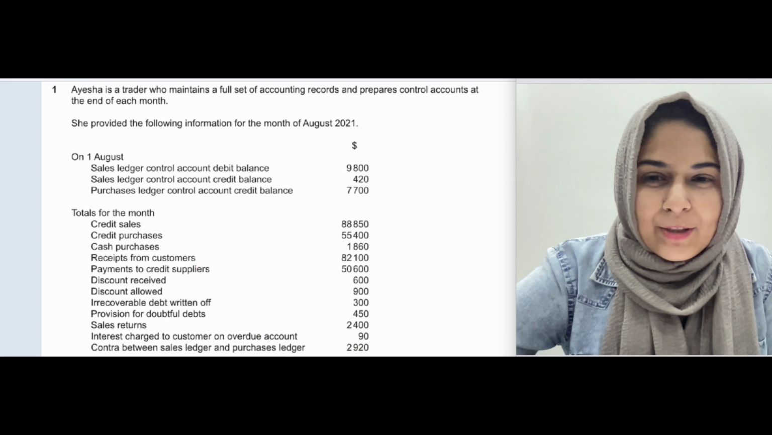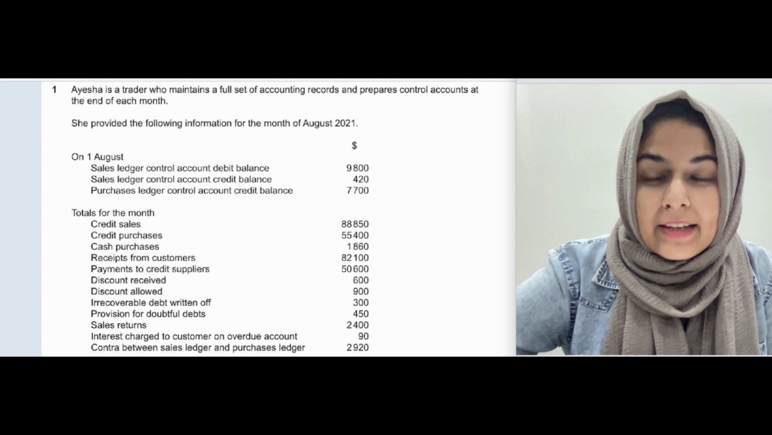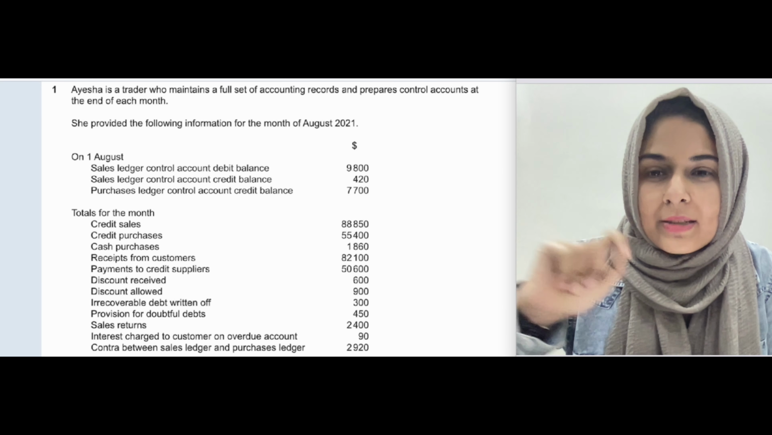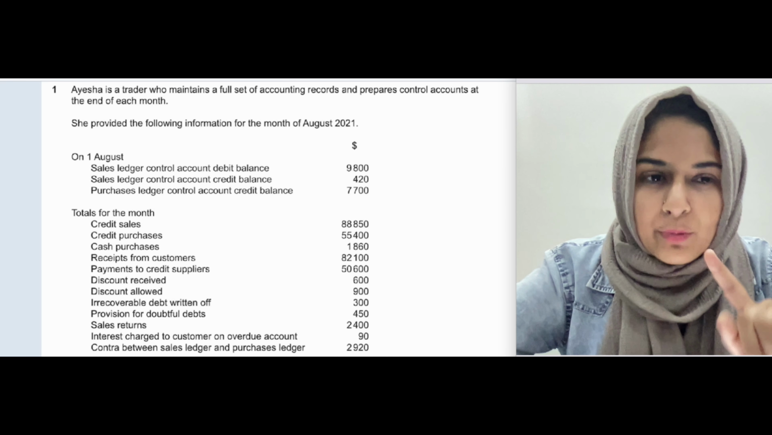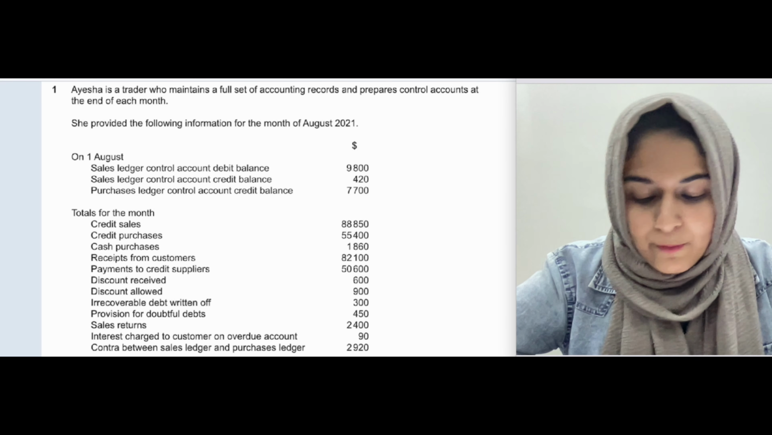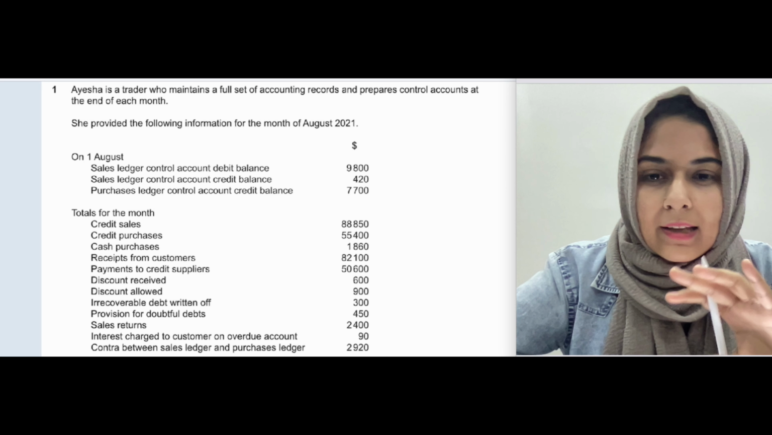Everybody, in the last video of mine I discussed this sales ledger control account. इसी का question जो था वो part A में there were two things. One was the sales ledger control account and the other was the purchases ledger control account. And I told you one thing, that information को पहले जो है ना read करके आपको you should just classify कि क्या चीज़ कहाँ जाएगी.